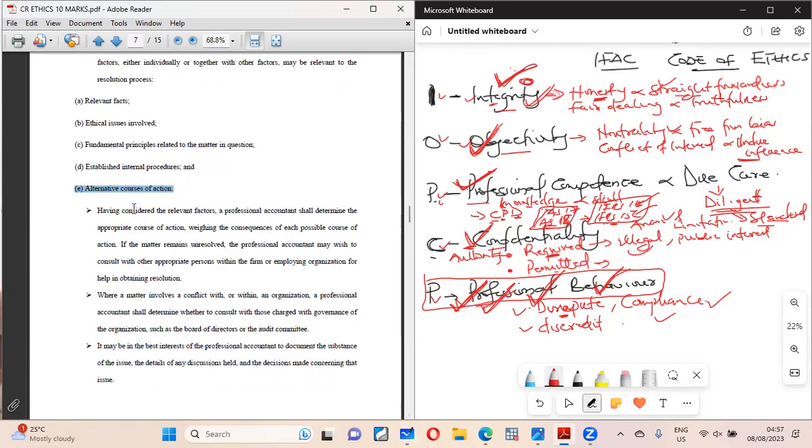All right. So having considered all the relevant factors, a professional accountant shall determine the appropriate course of action, weighing the consequences of each of the courses of action.